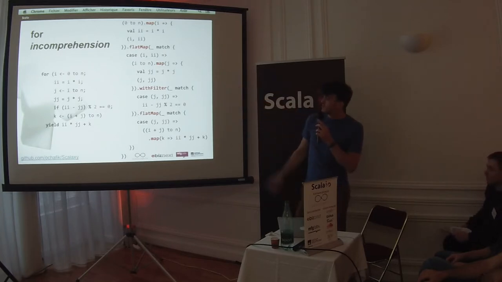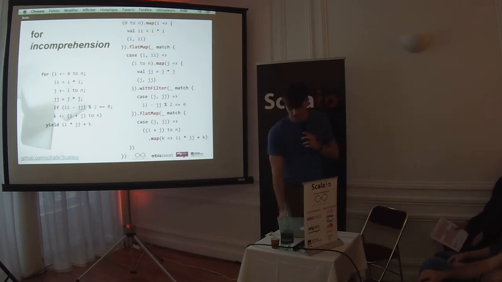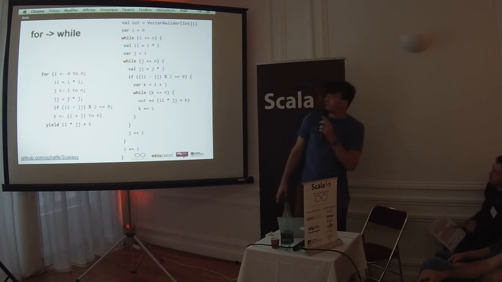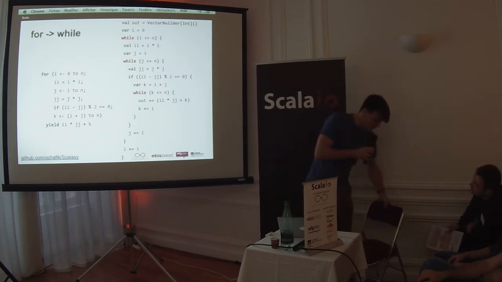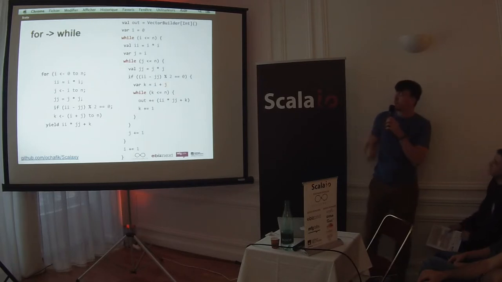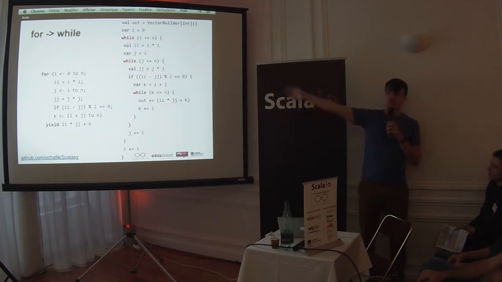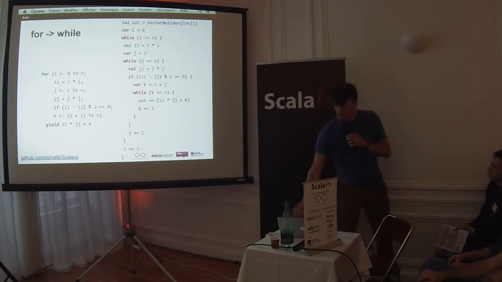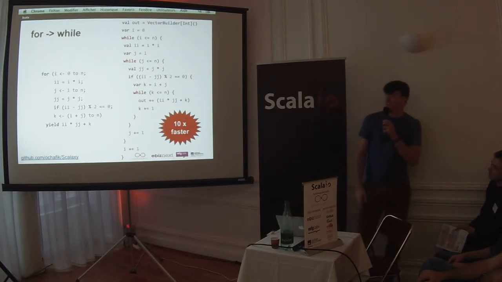So if we don't understand that code, how would we rewrite the for comprehension by hand? Well, in Java, we would use while loops. We can do it in Scala as well, and it's just a matter of three while loops, which may be error prone. You might forget to increase this index or pick the wrong index or whatever, but it just works, and it's understandable. And the good thing is it's actually 10 times faster for this particular example.